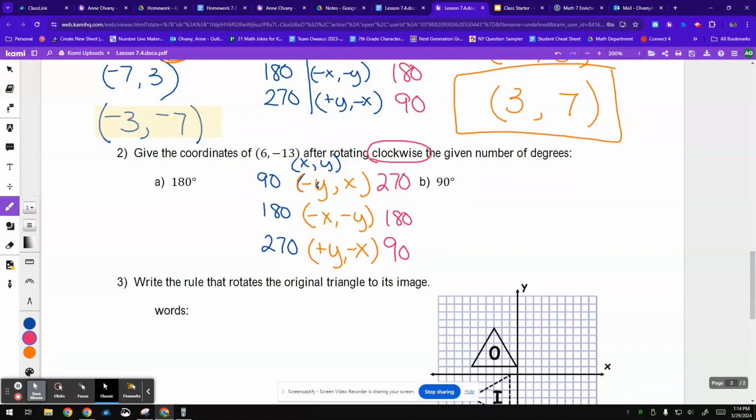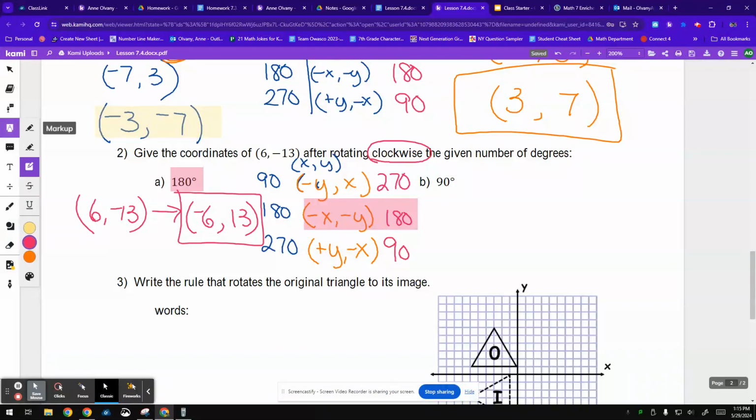So if I want the 180-degree clockwise rotation, that's here. Okay, so I'm going to take the point 6, -13. I'm just going to take the opposite of whatever x is, so that's -6, and the opposite of whatever y is, that's 13. That's just flipping it. I just used the rule. And then 90 degrees clockwise. This side's the clockwise, so this is the rule for that one.